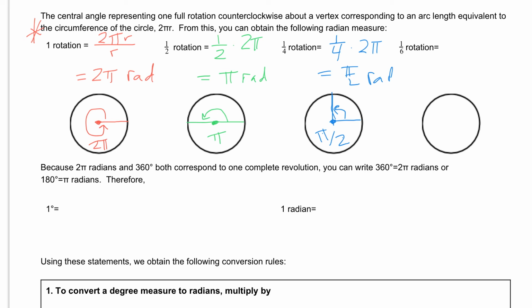And then the other one we'll be dealing with quite a bit is a 1/6 of a rotation. So we'd take 1/6 times our 2 pi, and that's going to give us pi over 3 radians. So if this is our center, here's our initial side, we're going to go about 1/6 of the way, which is here, and that's going to be when theta is pi over 3. These are just some common ones that we're going to see and use quite a bit as we get through the chapter.